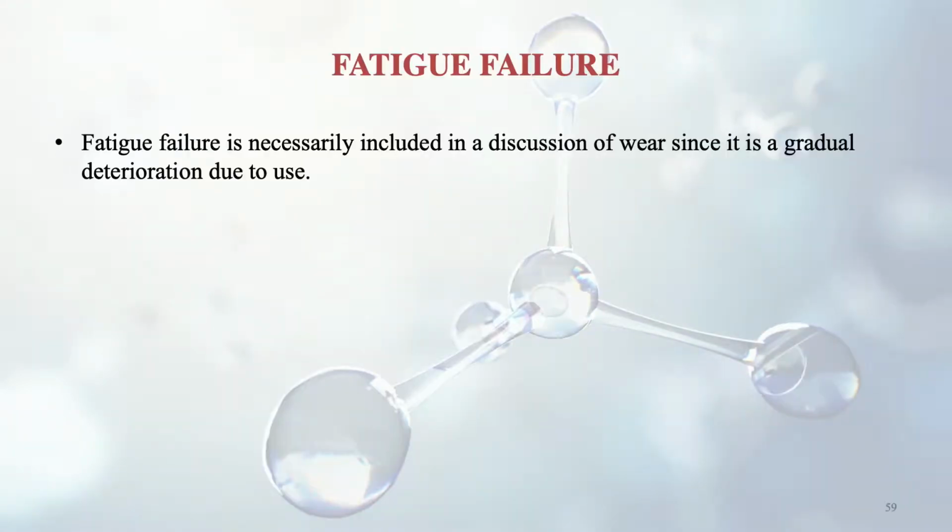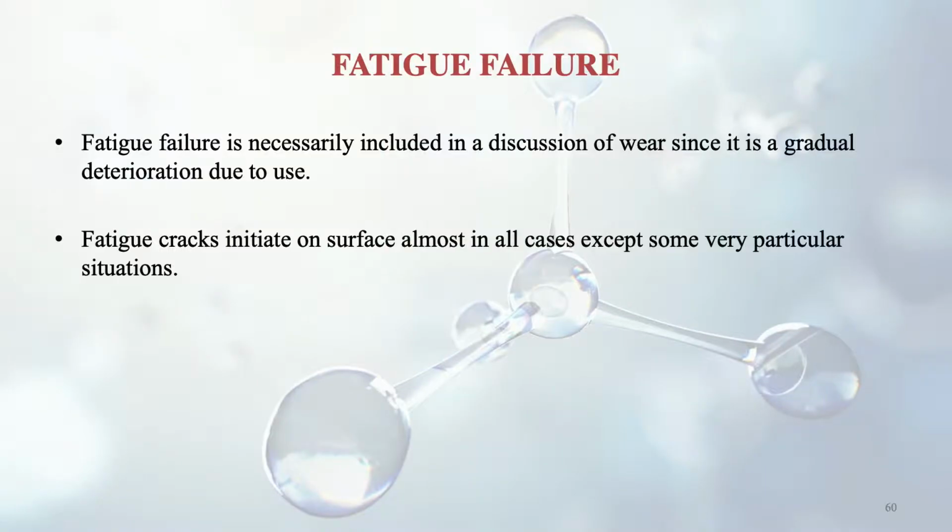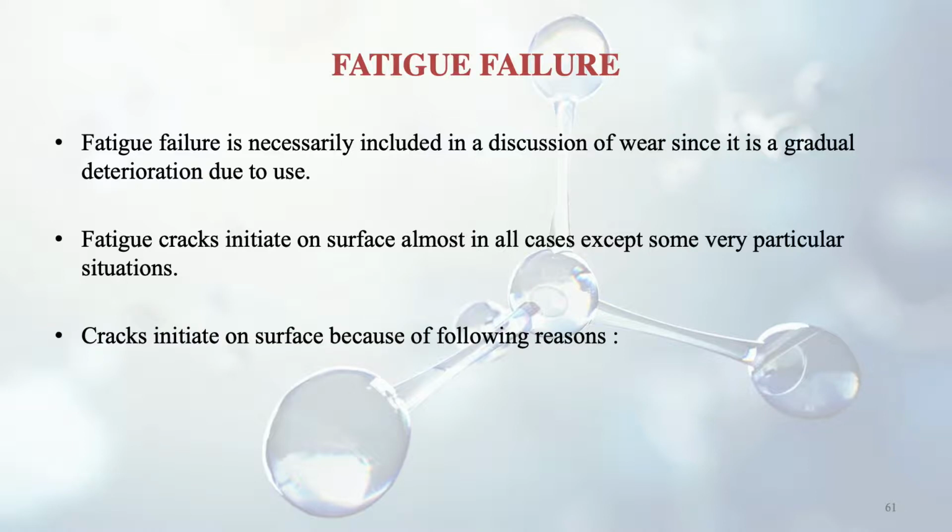So what is fatigue failure? Fatigue failure is necessarily included in the discussion of wear, since it is a gradual deterioration due to use. Because it happens with time and due to the number of cycles of stress that are coming in, that is why it is very important in determining the wear. Fatigue cracks initiate on the surface, as we have discussed earlier, in all cases except some very particular situations. Cracks initiate on the surface because of the following reasons. The reasons are also mentioned here, which you have read in the previous fatigue session also.